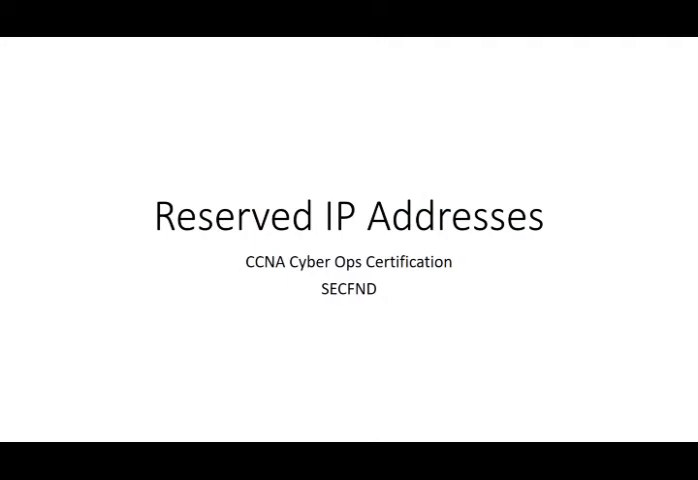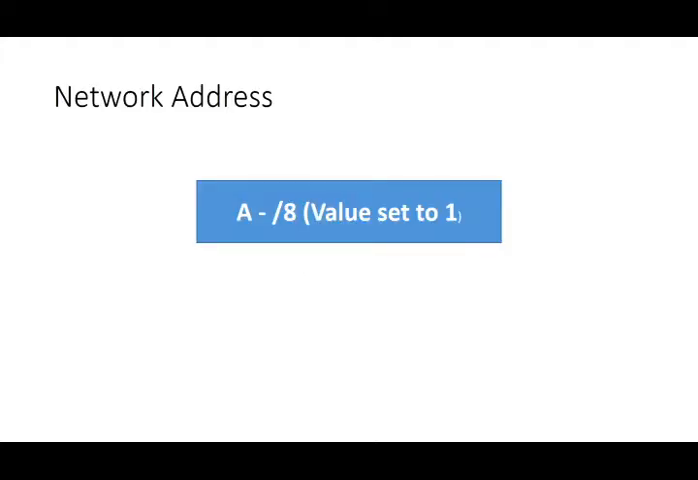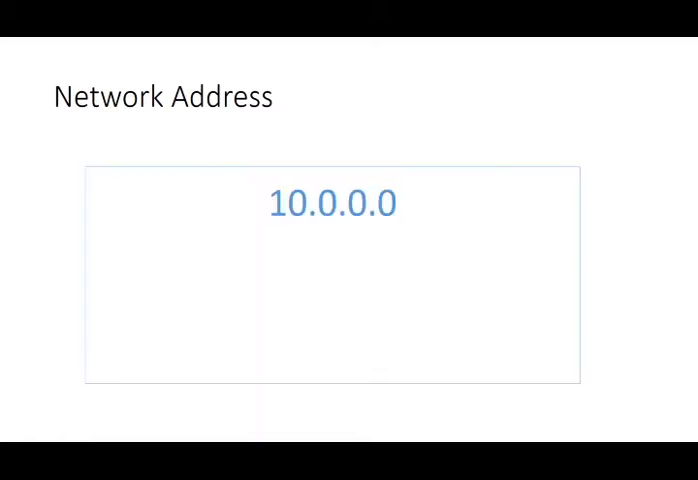Hello folks, we are going to talk about reserved IP addresses. Certain addresses are reserved and cannot be assigned to individual devices on the network. These include the network address, the directed broadcast address, the local broadcast address, the local loopback address, and the auto configuration IP address. Let's start with the network address.